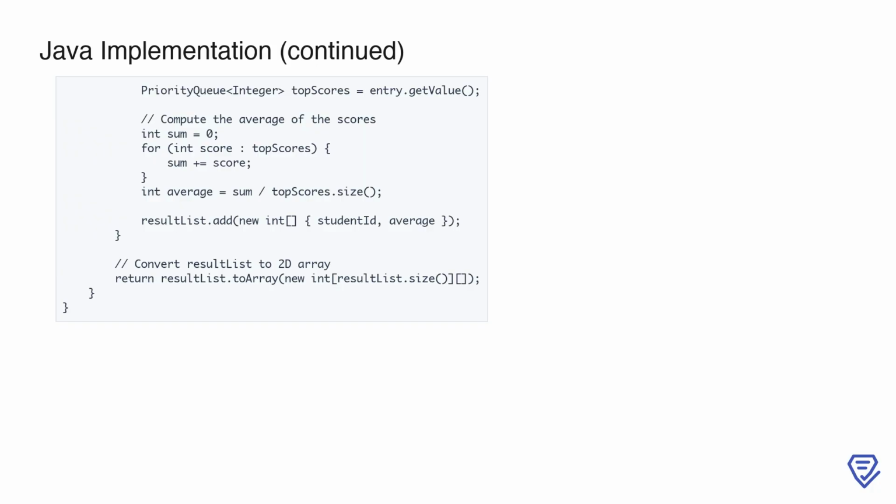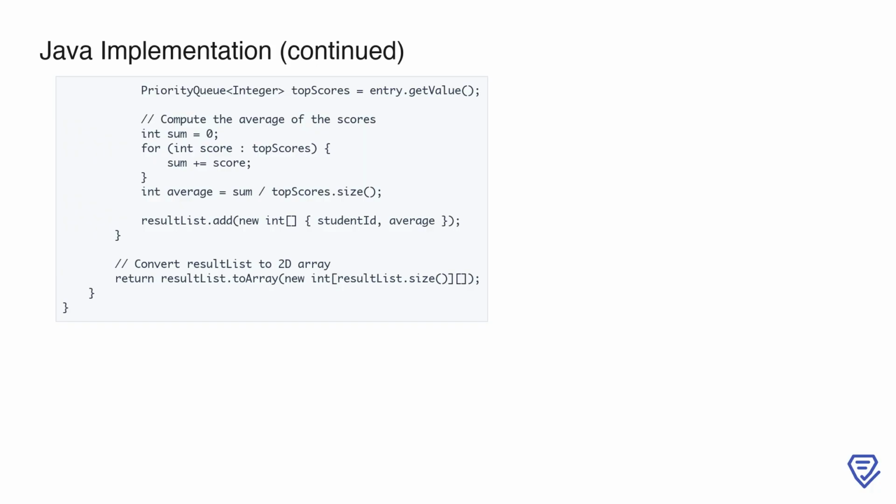We then add the student ID and their calculated average as a new array to the result list. Once we have processed all the students, we convert the result list to a 2D array using the toArray method and return it. This completes the solution, ensuring that we efficiently compute the required averages and return them in the expected format.